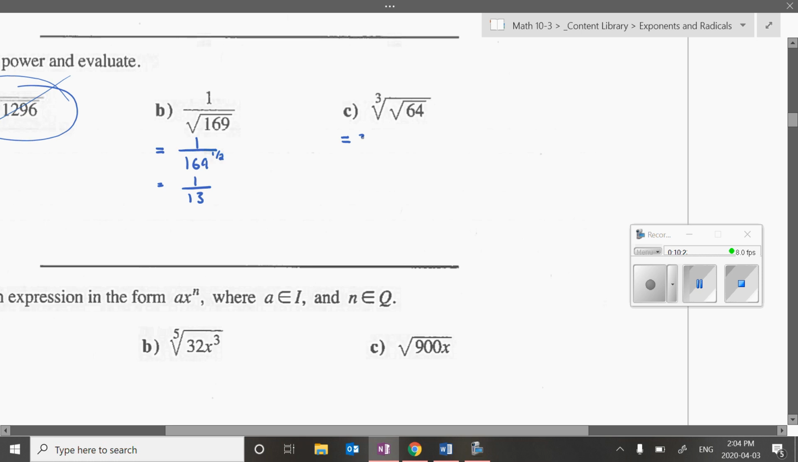So we always want to work inside out. So this is saying the square root of 64 is really 64 to the power of a half. That answer, I'm taking a cube root of it. So I have 64 to the power of a half, all of that to the power of a third, which gives us 64 to the power of 1 over 6. I don't expect you to know this answer, but it is 2.